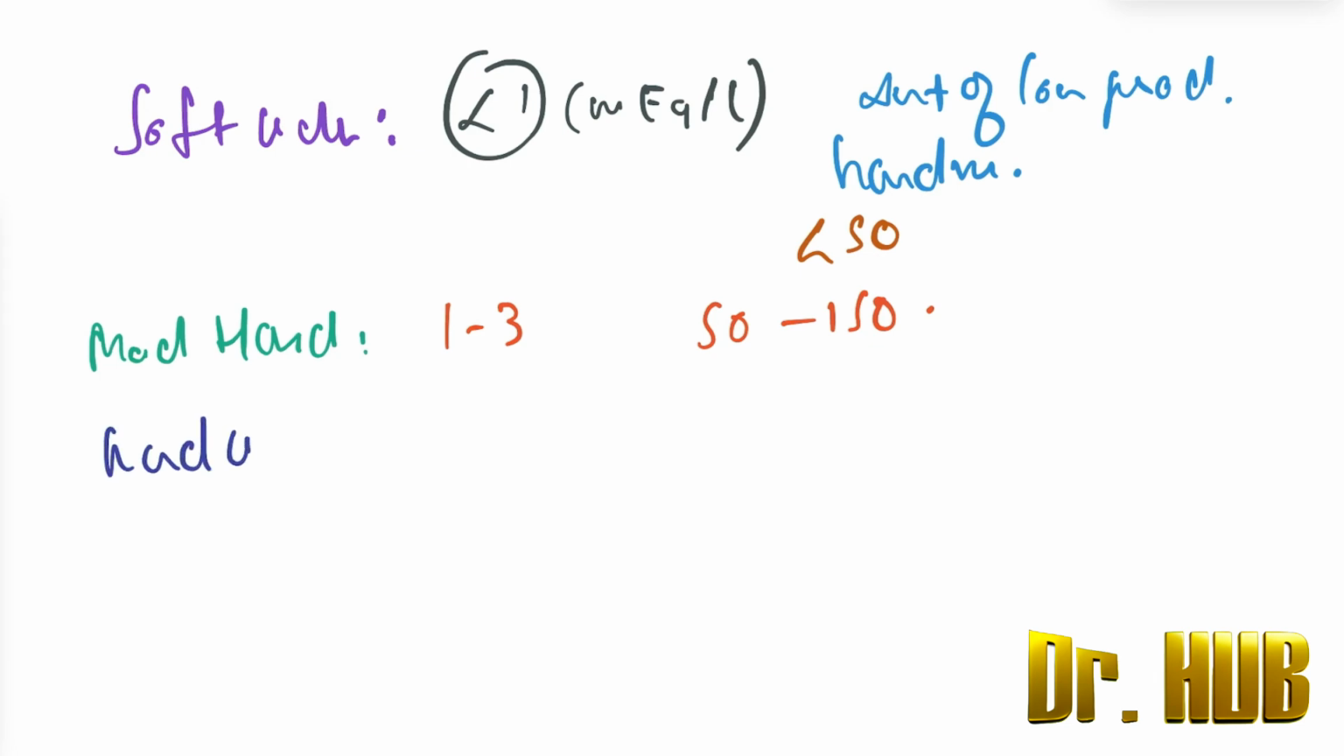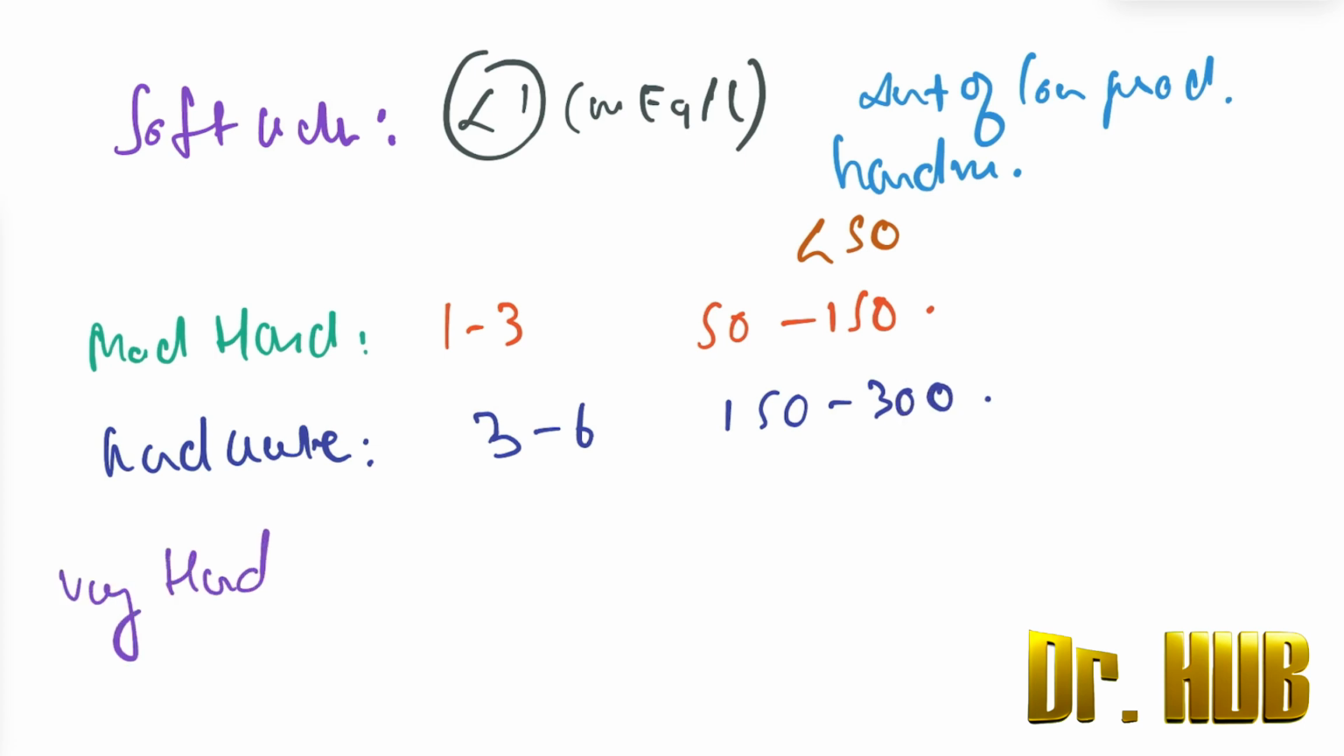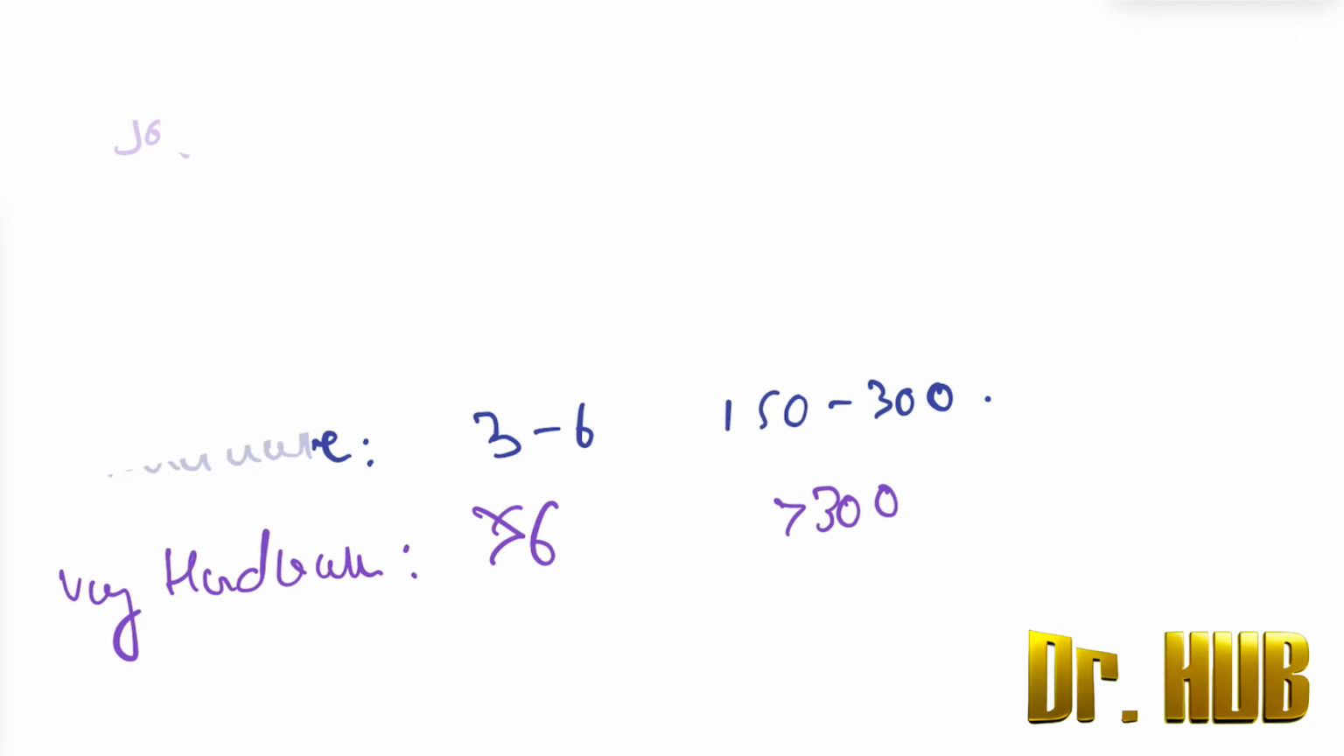Then comes the hard water, which is 3 to 6, and the amount of ion producing hardness is 150 to 300. Then comes the very hard water, which is greater than 6, and the amount of ion producing hardness is greater than 300. Drinking water must be moderately hard.